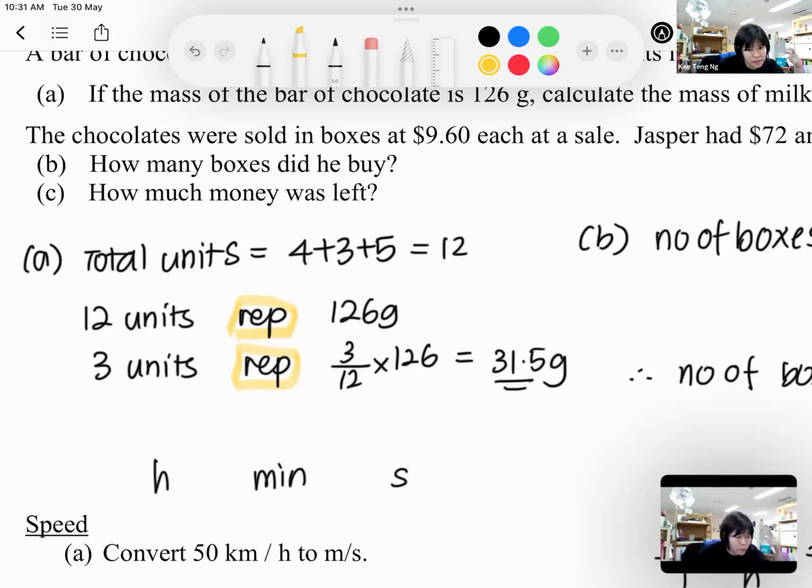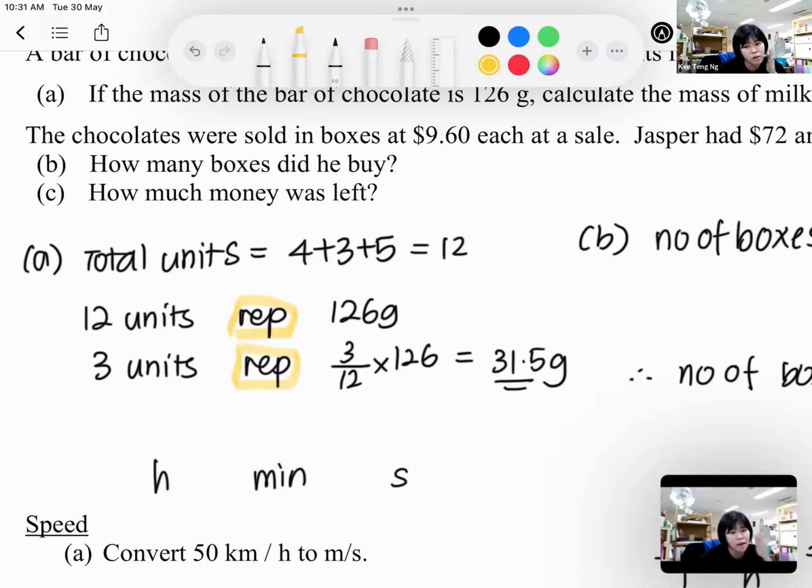Can I put equal sign? Can I put 12 units equal to 126 gram? No. Okay, cross, cannot. Arrow now already don't put arrow already. Arrow more for primary school one. So cannot already, use words. Try to use words. But at least you put arrow, I don't think I will minus marks.